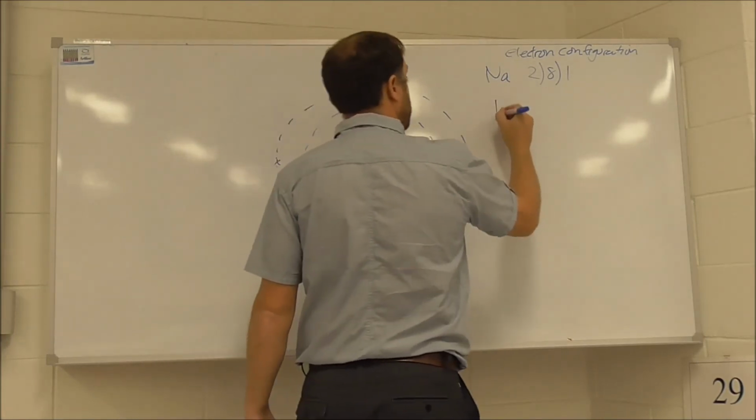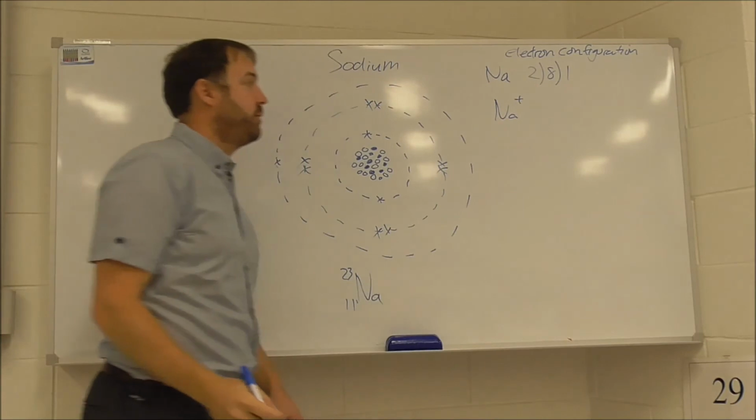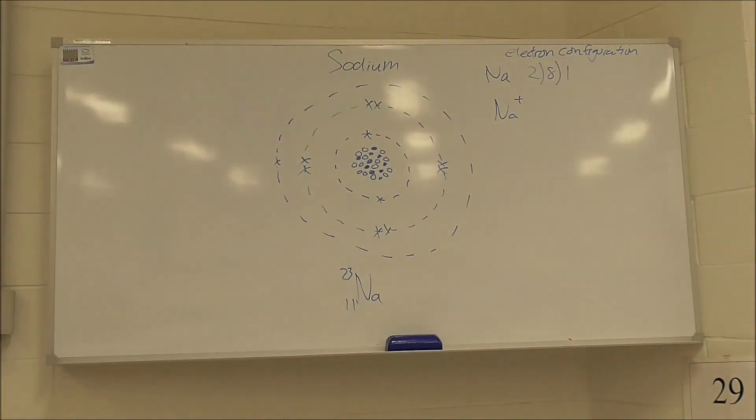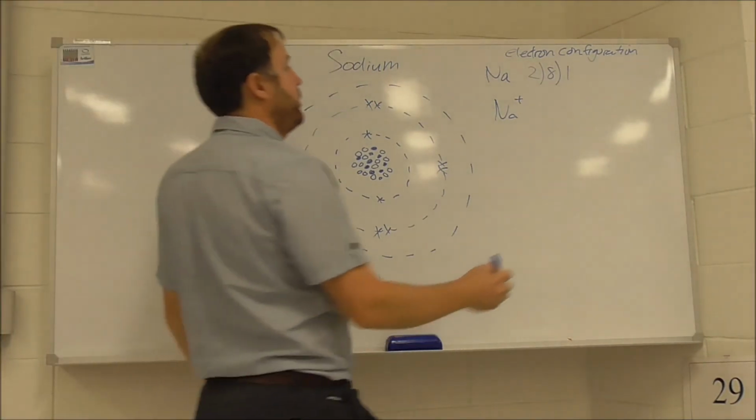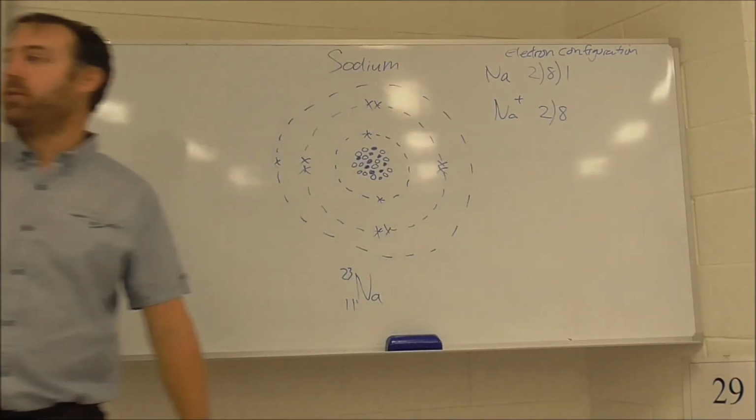What about a sodium ion? What would be the electron configuration for a sodium ion? Must be 2 and 8. We don't have that 1 shell, do we? That's right, it's been nicked from something else.